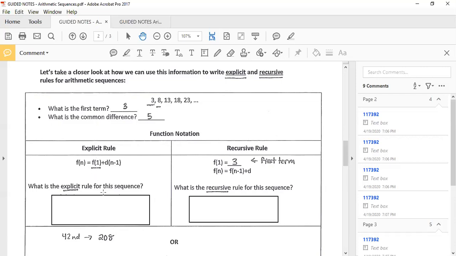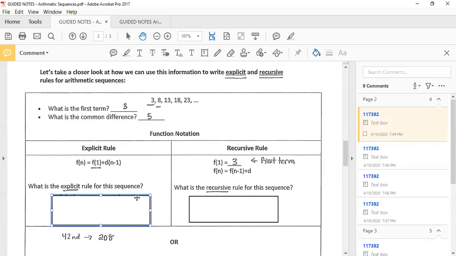I can either write it as an explicit rule, which means I can just plug in whatever number that I'm on and I get directly an answer. The way I would do that is I would say, okay, I take my first or my starting term and I add to it the common difference, okay, from the previous term. Remember that I said n minus 1 means like the previous term. I said that in the last lesson.